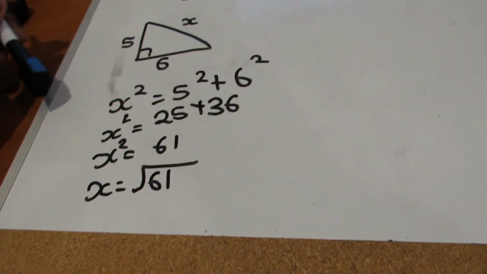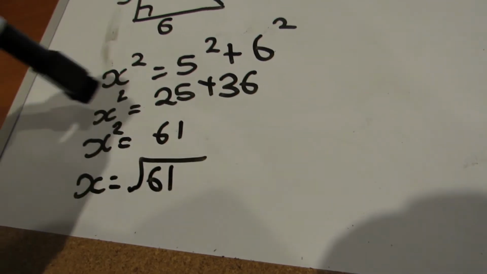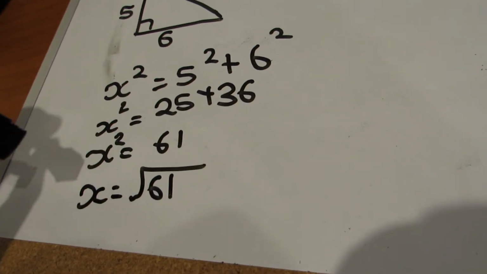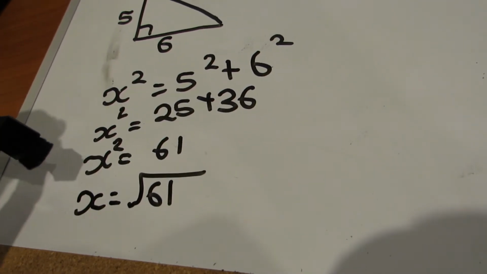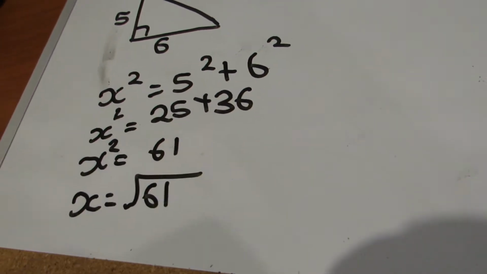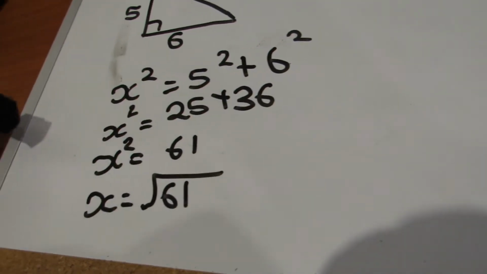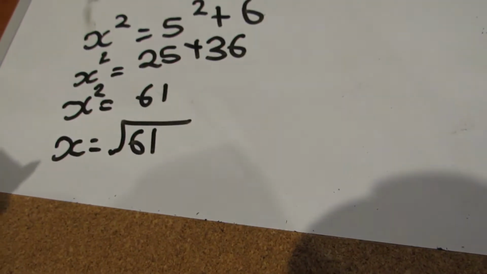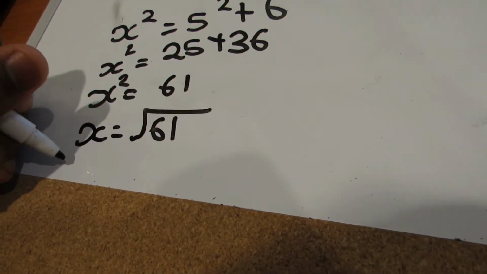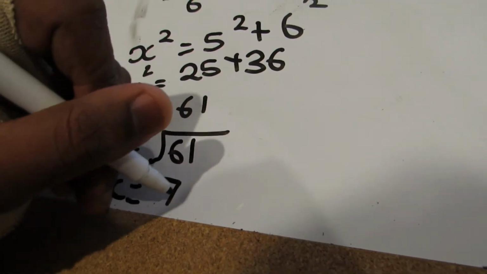The reason why I did square root is you want to get rid of that square. The only way you can do that is if you square root both sides. So you square root the x squared to get rid of the square, and then you have to square root the other side. Once you square root that, x will equal 7.8.